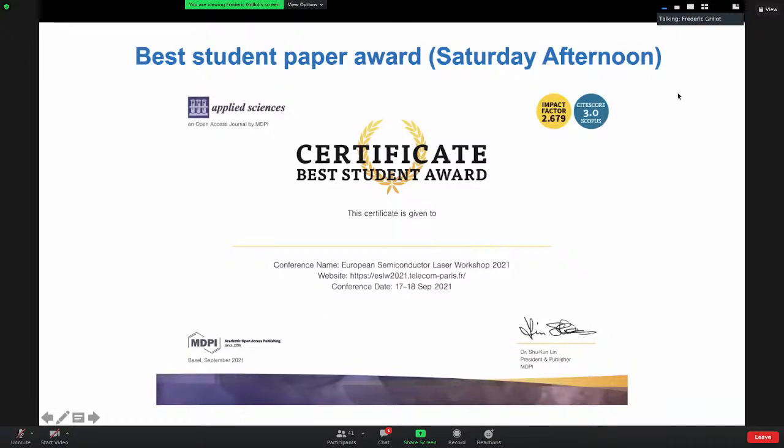Something we will have is the best student paper award, sponsored by MDPI Applied Science. We have quite a lot of submissions from students. We will give this prize tomorrow afternoon, and the award will be a certificate. And of course, the name of the student will be written afterwards. So don't miss this last part of the conference tomorrow afternoon.